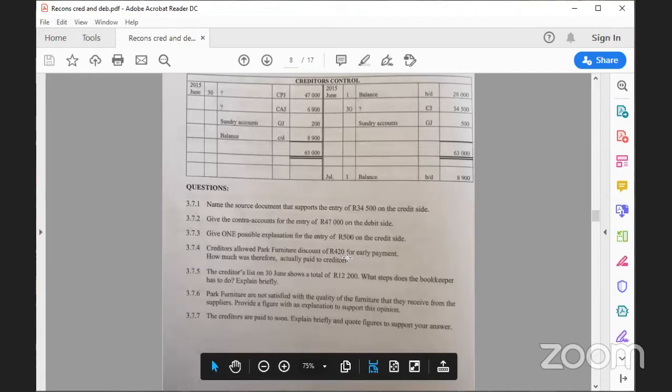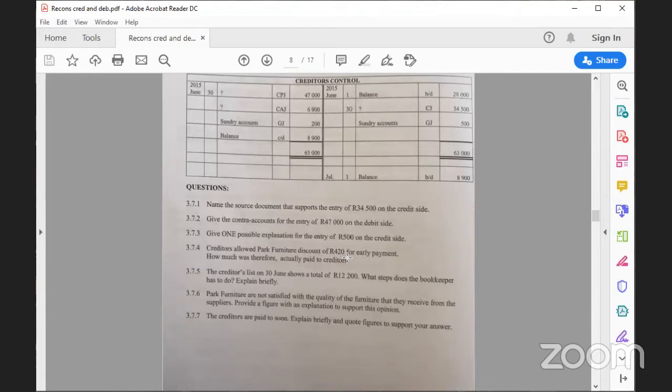Next up. Park furniture are not satisfied with the quality of the furniture that they receive from the suppliers. Provide a figure with an explanation to support this opinion. So I've now given you the answer to it, but we know that they return stuff. Where do I record all my stuff I return? In my credit allowance journal, right? Credit allowance journal.